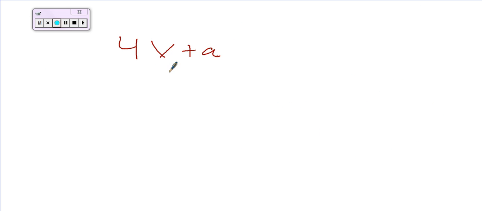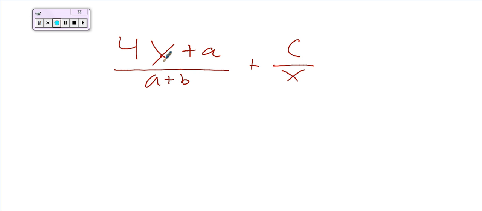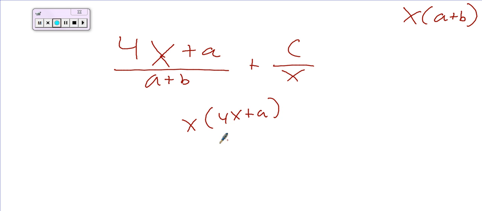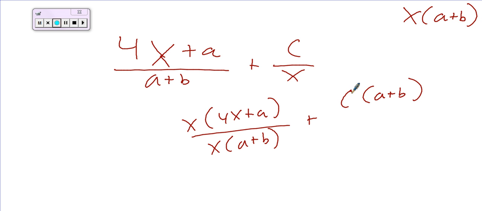4x plus a over a plus b plus c over x. What's my common denominator going to be? x times a plus b. Great. I'll just go right here so I don't forget it. All right, so I'm going to rewrite this. I have x times 4x plus a over x times a plus b, plus this one is c times a plus b. I'll do it with the curlicues so you can see it better.